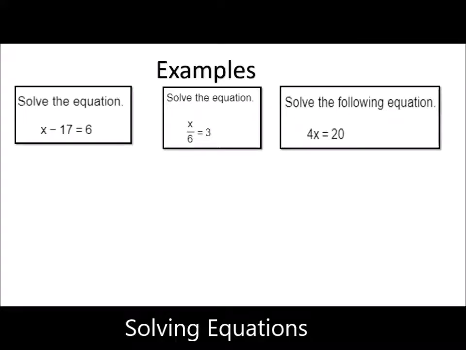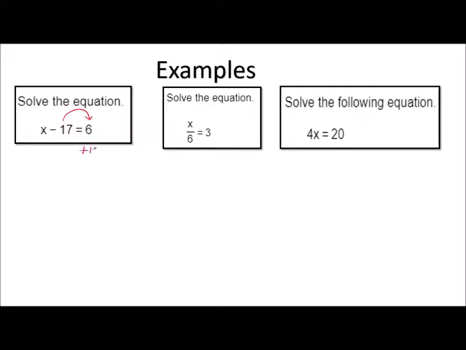Now here are some examples that just involve one step. If you notice in the first equation, if I were to move over the negative 17, it changes signs. When you move terms side to side with addition or subtraction, you use the opposite sign. That would leave the x on the left, bring down the equals, and 6 plus 17 would be 23. That's what we call the solution or the answer.